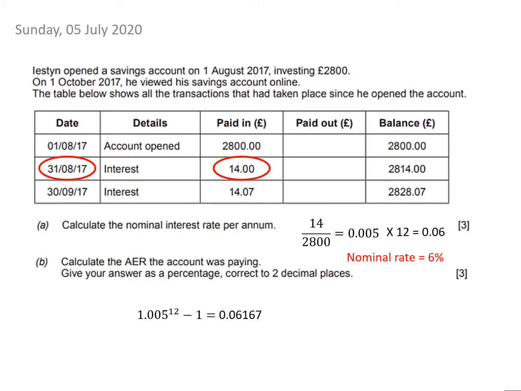So that's our AER as a decimal. Turn it back into a percentage by multiplying by 100, and we get 6.167. It's asked us to work to 2 decimal places, so we round the final 67 to be a 7. So our AER is 6.17%.